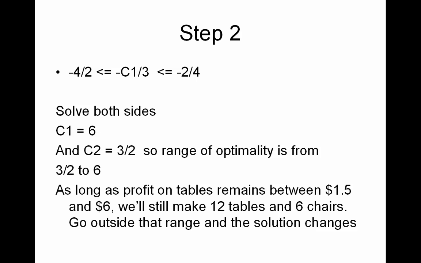Step two, we set the c2 equal to the original value of 3, and then we solve both sides of the equation for c1. So c1 is equal to 6 on the left-hand side of the equation up there, and c2 is equal to 3/2, or 1.5. So the range of optimality is from 1.5 to 6, and as long as the profit on tables remains within that range, we'll still make 12 tables and 6 chairs. If we go outside that range, well, then the solution changes. Of course, the z is going to change as well.